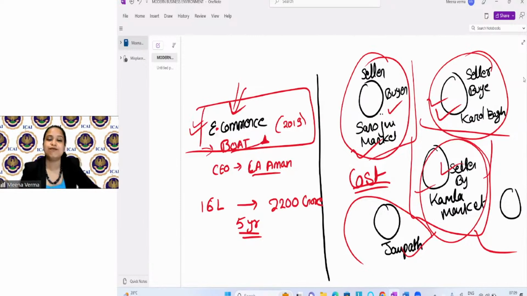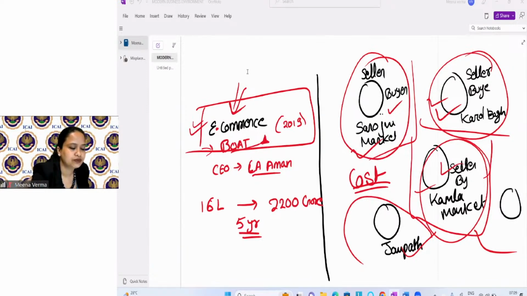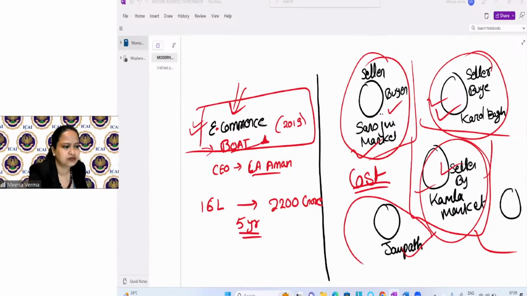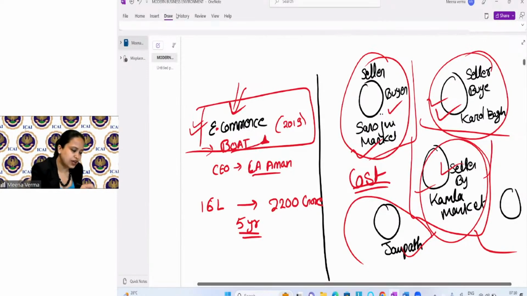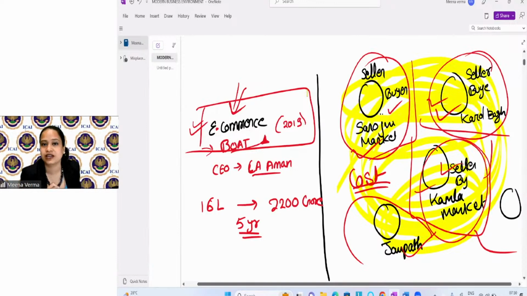So the point is that the market has changed from a seller market to a buyer market for this reason, right? This was a seller market. Why are we calling this market a seller market? Because sellers were dominating the market.